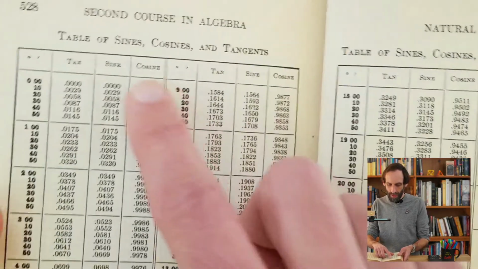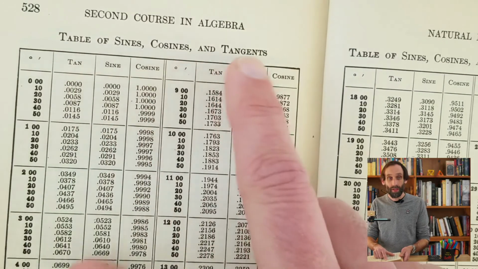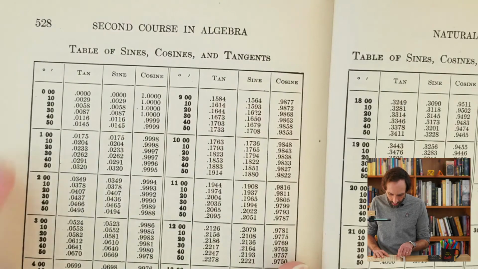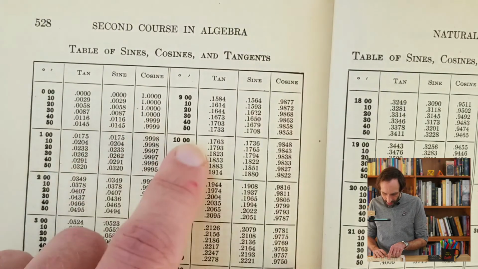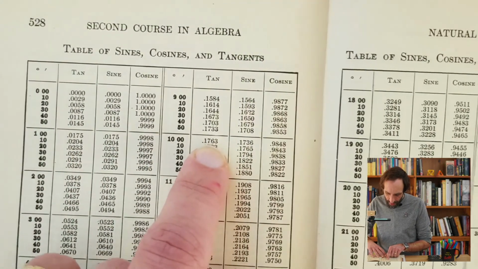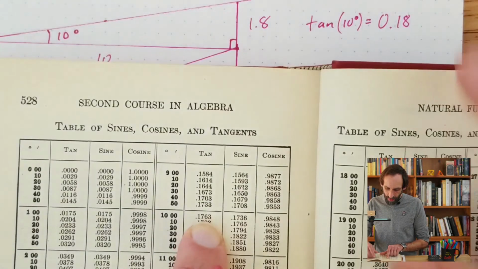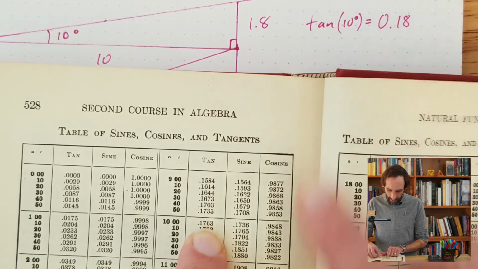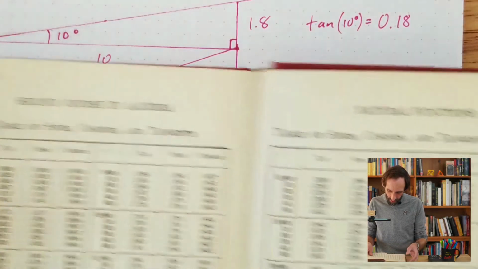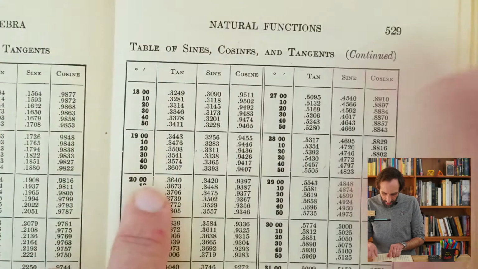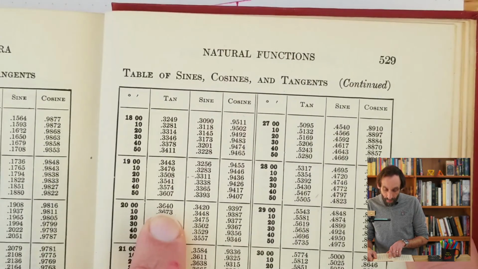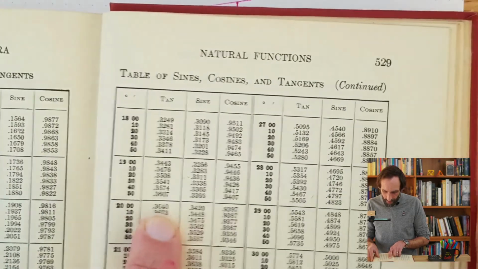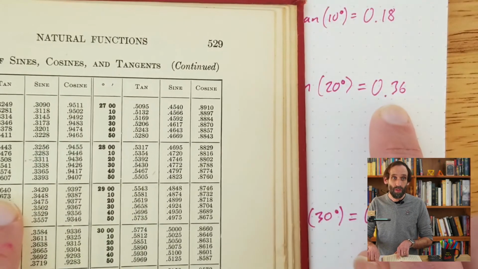Okay, so it says table of sines, cosines, and tangents. And let's just look at the tangent column, and we'll go down to the 10-degree one, and see it says 0.1763. Well, I calculated 0.18, so not too bad, right? Let's look at 20 degrees. Where's 20 degrees? 20 degrees, the tangent says 0.3640. My tangent of 20 degrees was 0.36.